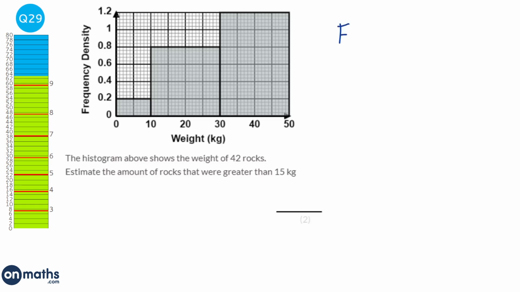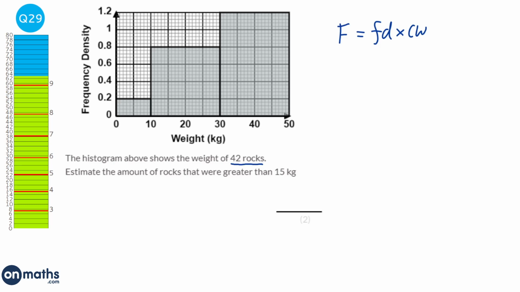So the frequency is kind of equal to the frequency density times the class width. And I say kind of because it's actually a proportional relationship. The frequency density doesn't have to be that value, it can be twice the value or half the value. But we're going to assume it is because we can check whether it is by the value given to us in the question. So going through each of the groups, the first one is 0 to 10 and it has a frequency density of 0.2.